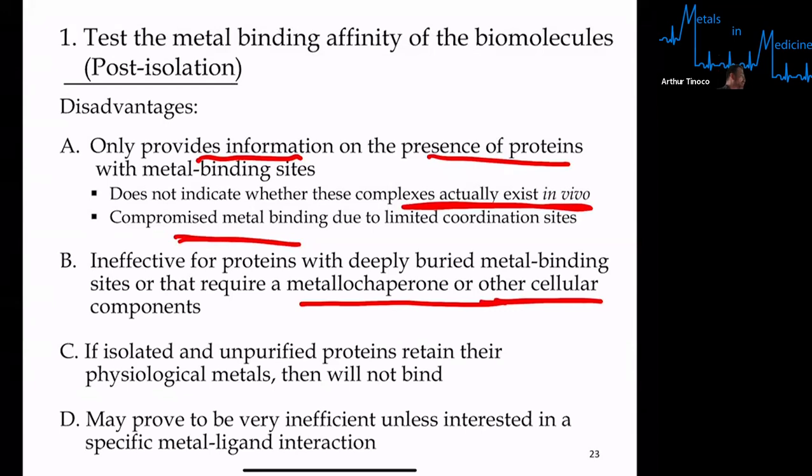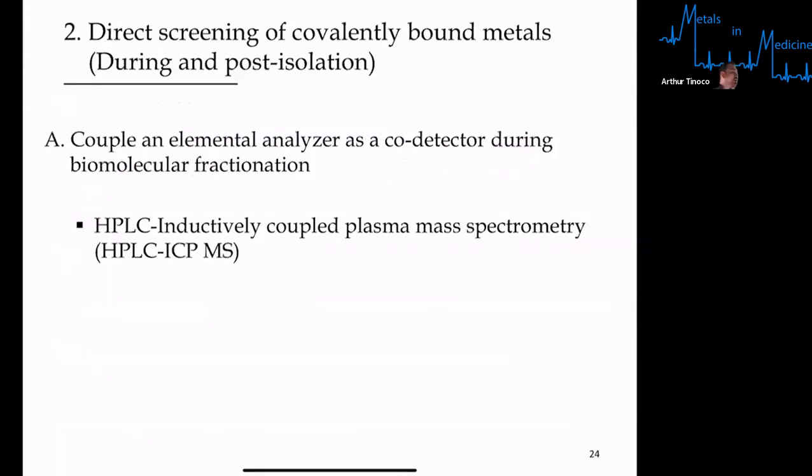All right. So as I was already mentioning, this is a pretty inefficient technique as a general approach. It's useful in really specific ways, especially in protein biochemistry, but not necessarily for this type of purpose. All right. So what about other techniques? Well, you can try to directly screen covalently bound metals during or post-isolation. So let's look at an example.